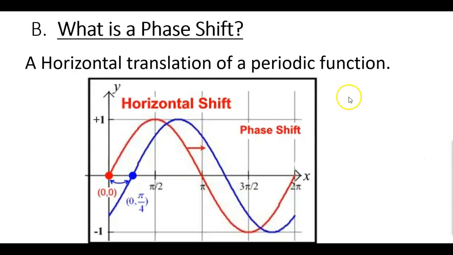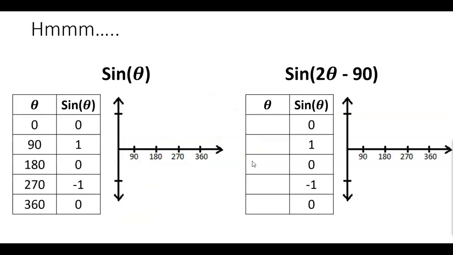Okay, we call that a phase shift. A horizontal translation of a periodic function, where you take a trigonometric function and you shift it over, we call that a phase shift. Okay. Now in this case, this is a little bit more complicated. We're doing both. So we have a phase shift, but we're also compressing it. And those two things kind of work together to create two different outcomes.